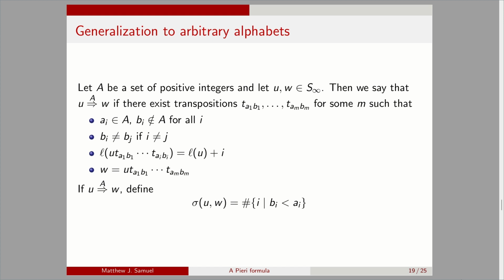The length increases by 1 for each multiplication on the right by a transposition, and w is equal to the last permutation. And then we also define a sign corresponding to u and w, which is the number of i such that b_i is less than a_i. So these are transpositions that wouldn't occur in the ordinary Pieri formula, but we get signs because A is an arbitrary set of variables, or of indices of variables.